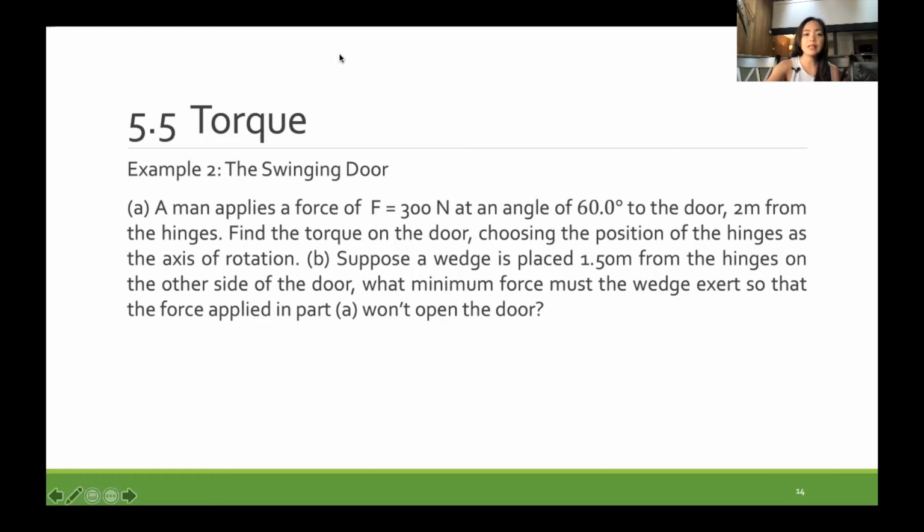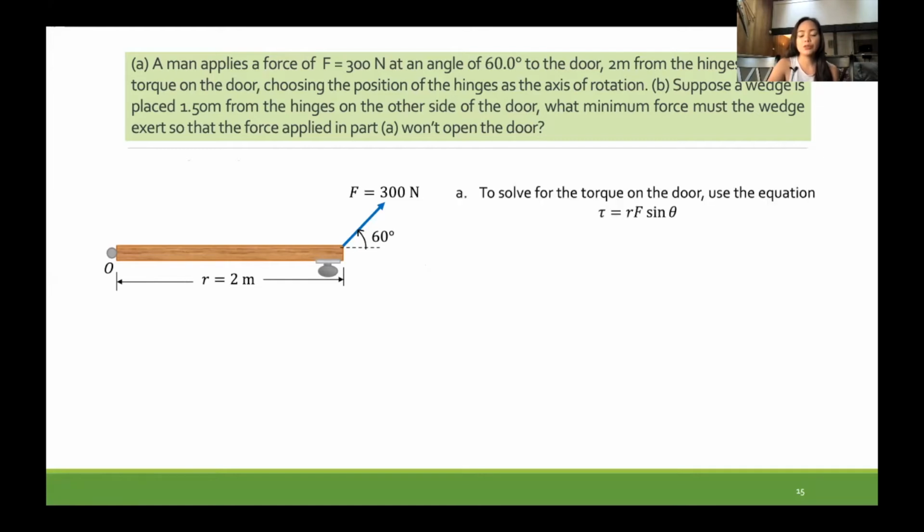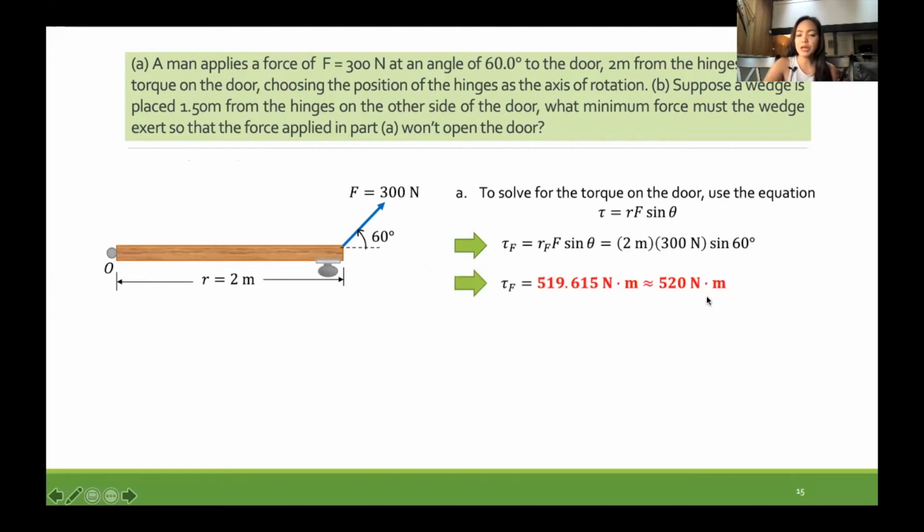So for this example, I think we have an R, a theta, and a force. And that is torque equals force times R sine theta. So let's solve that. For letter A, we will have this diagram. We apply the force with a 60-degree angle, and it's 2 meters from the hinge. So we have this formula, torque = R F sine theta, plug it in, and we will have this answer, 520 newton meters. So that will be our torque.